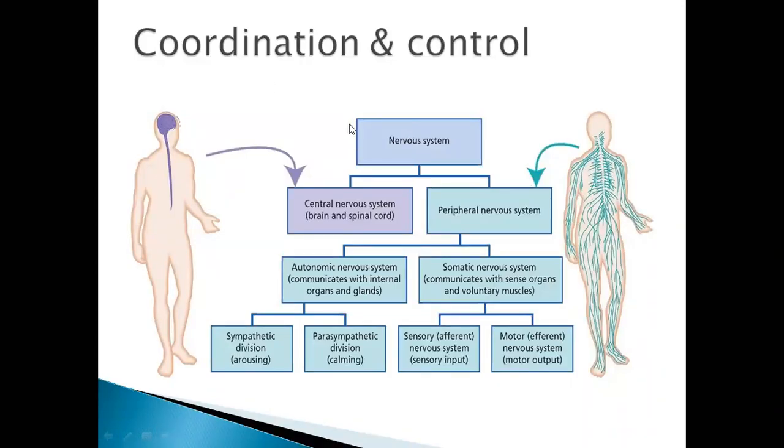Coordination and control. The process of coordination in your body is done by your nervous system, which is further categorized into the central nervous system and peripheral nervous system. The system that we are going to discuss today is the central nervous system. Okay, the peripheral nervous system is further categorized into the autonomic nervous system and the somatic nervous system. Both of them have further categories. The autonomic has the sympathetic division and parasympathetic division, while the somatic nervous system has the sensory and motor nervous system.